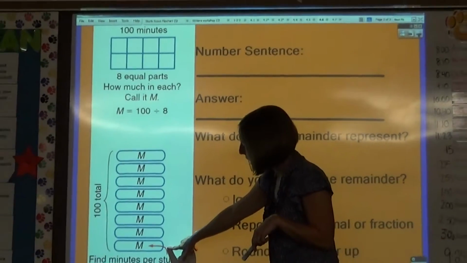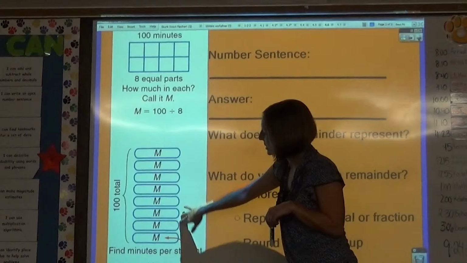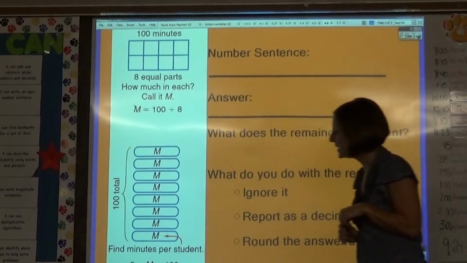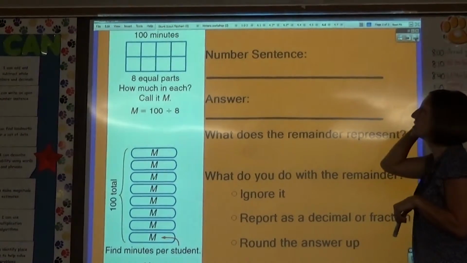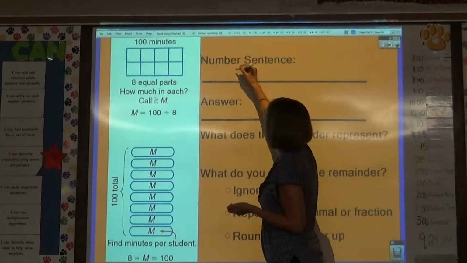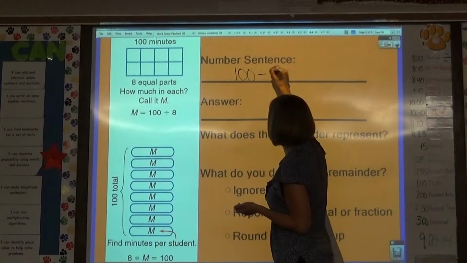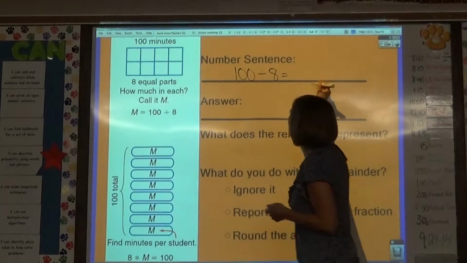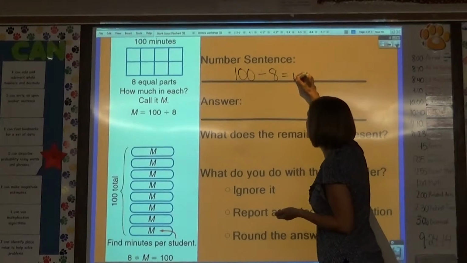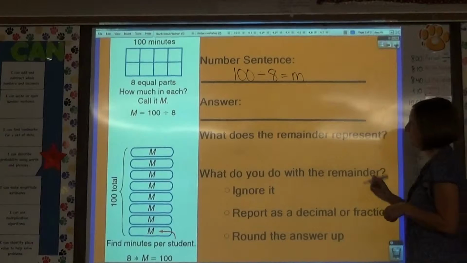Here they've put minutes in here so we can represent how many minutes each student gets. If we were to take a look at that problem and write a number sentence, we could write 100 minutes divided by 8 students equals a variable, and they use the variable m. Now we need to find the answer.